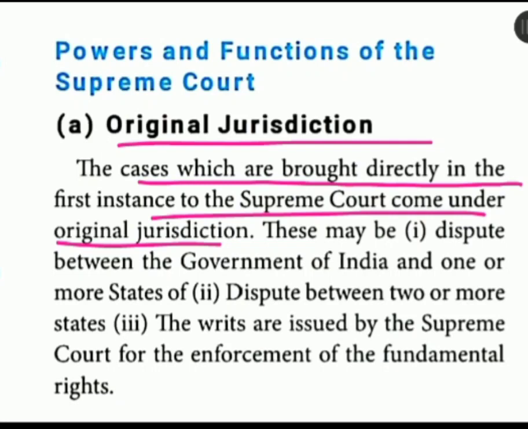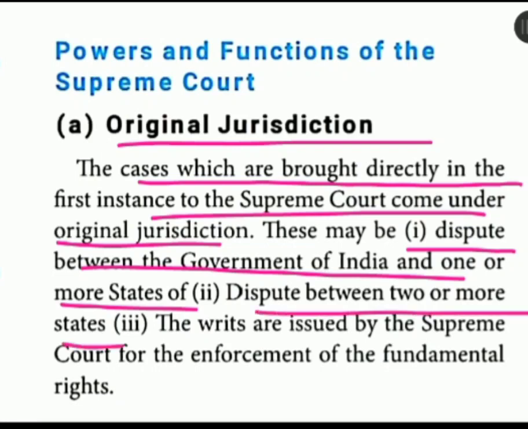Okay, so what types are there? Three types are there. Original jurisdiction covers a dispute, in the sense a fight, otherwise conflict, otherwise quarrel. A quarrel, a dispute between the government of India and one or more states, that is the first situation. The next one, dispute between two or more states. Okay, for the water problem, Karnataka as well as Tamil Nadu once fought, so that is a dispute under the original jurisdiction.